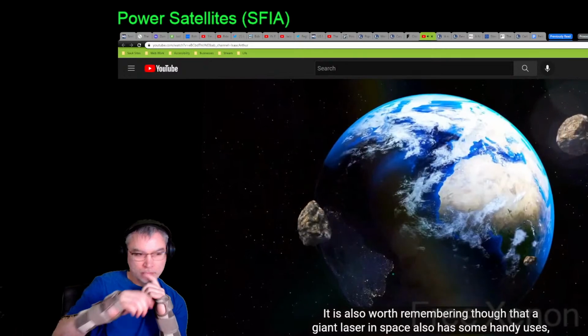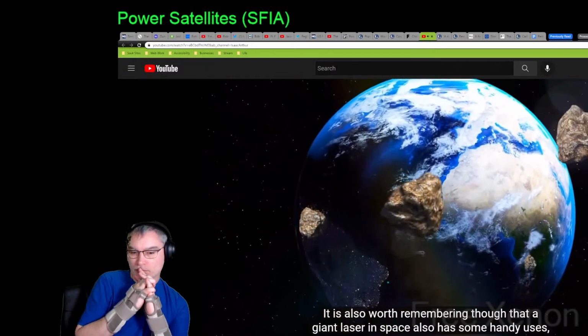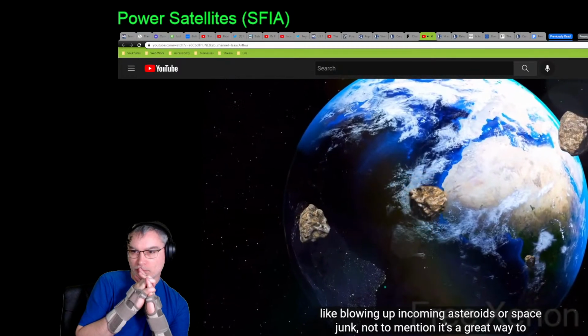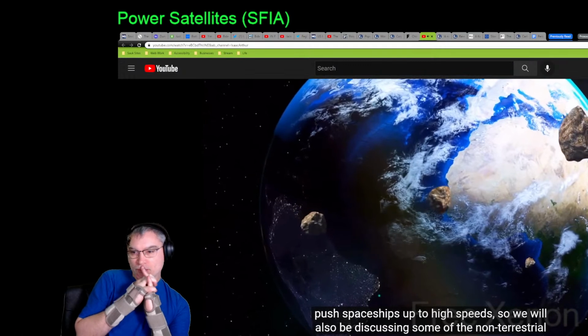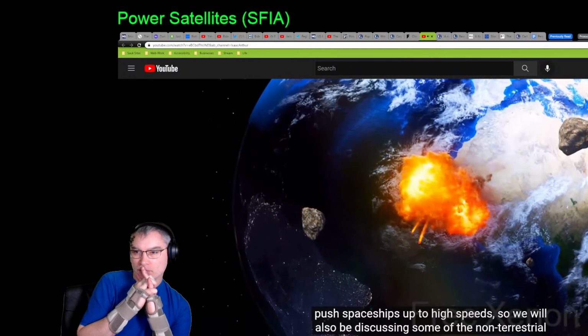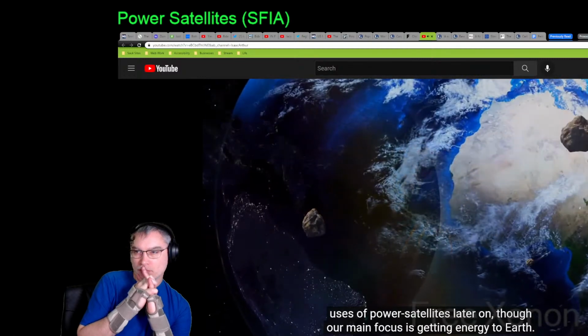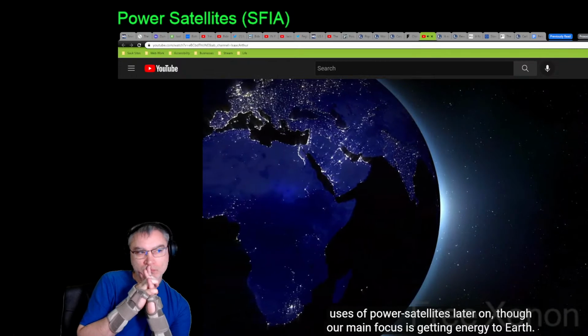It is also worth remembering though that a giant laser in space also has some handy uses, like blowing up incoming asteroids or space junk. Not to mention, it's a great way to push spaceships up to high speeds. So we will also be discussing some of the non-terrestrial uses of power satellites later on, though our main focus is getting energy to Earth.